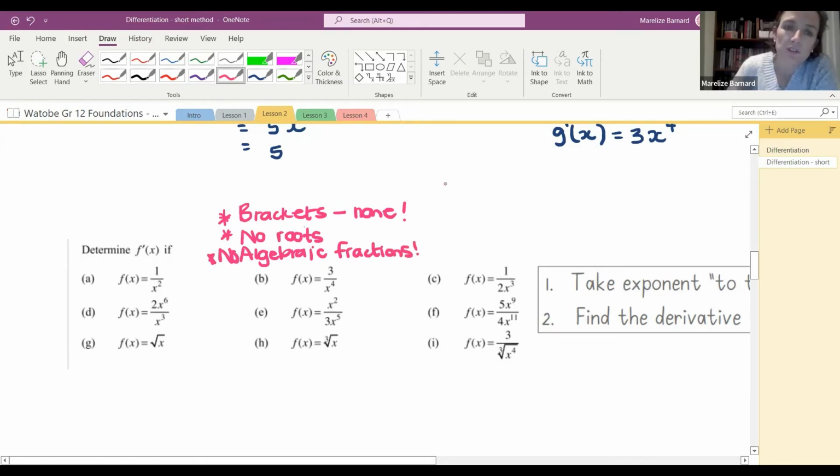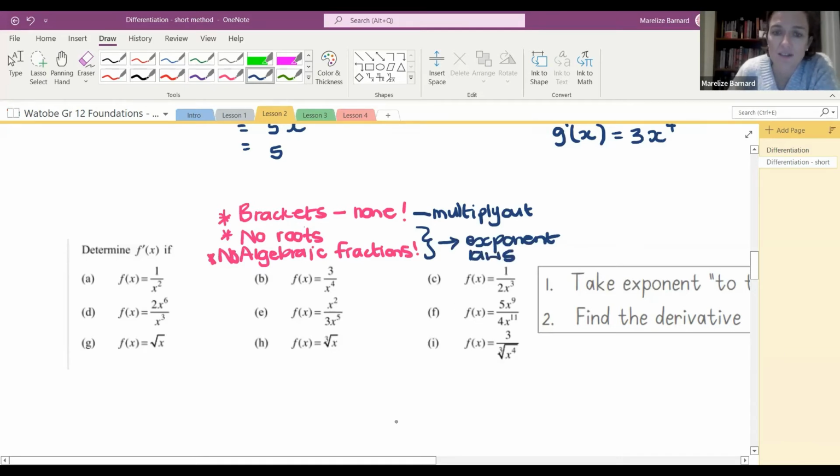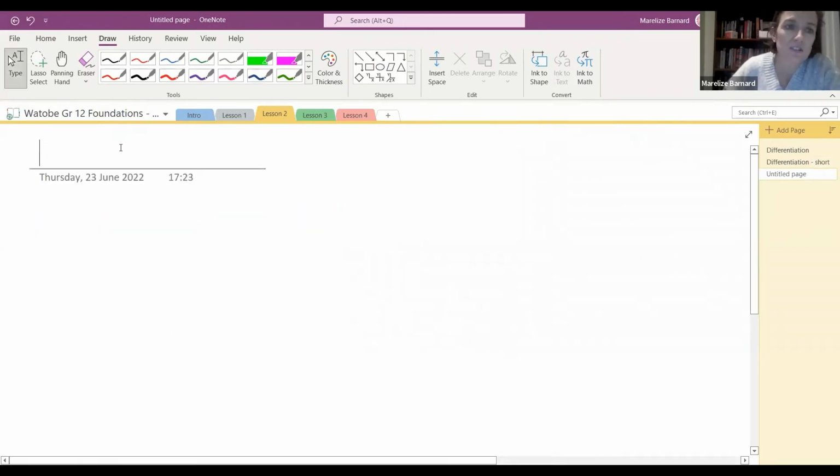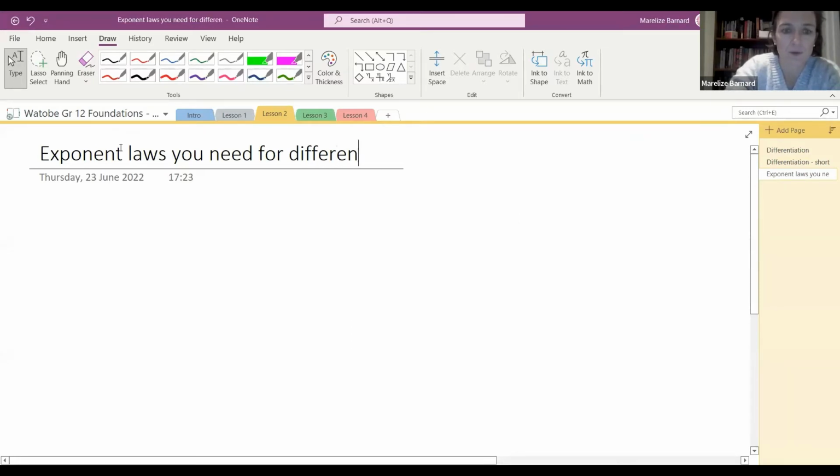So for the brackets, our solution is going to be to multiply out brackets. Okay, so multiply out. And our solution to get rid of roots and algebraic fractions is to use exponent laws. And I think before we start this, let's just do a bit of a sidestep and talk a little bit about some quick exponent laws you need for differentiation.